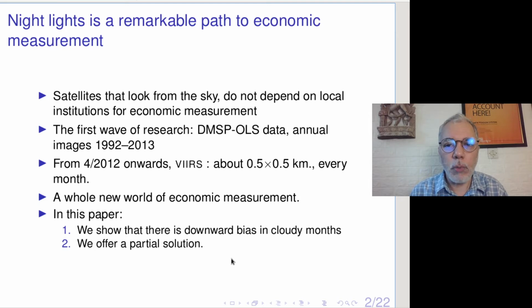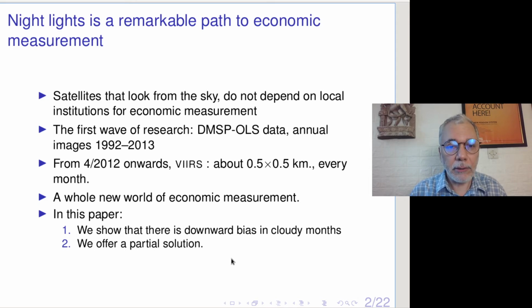The first wave of this work had annual images for 1992 to 2013, and then from April 2012 onwards, we've got this new VIIRS sensor where a pixel is a half kilometer by half kilometer, and the data is observed every month. And this is a whole new world of economic measurement.